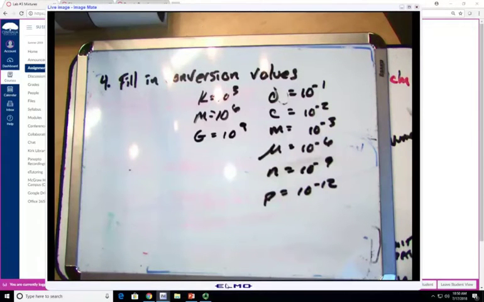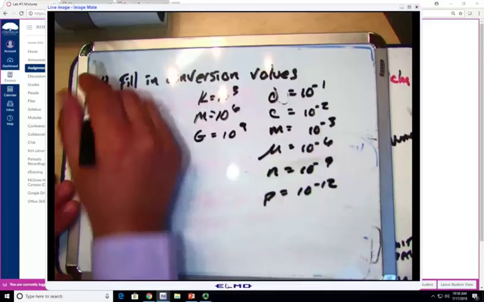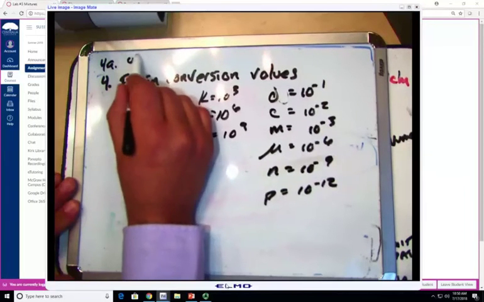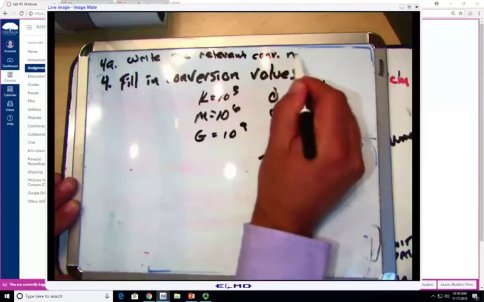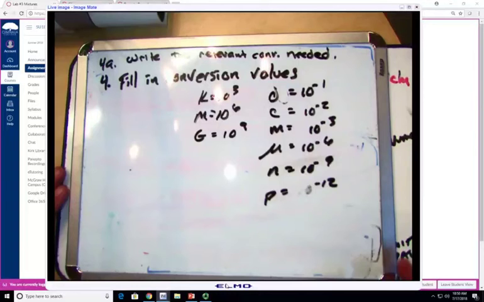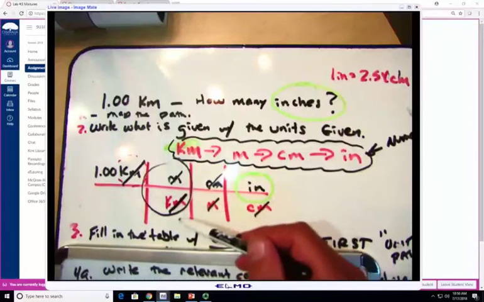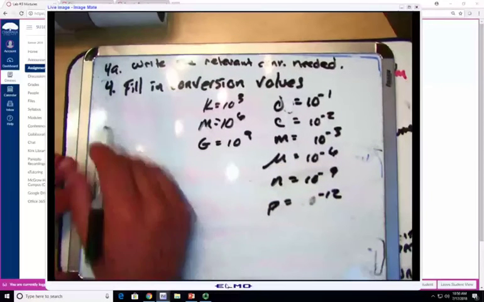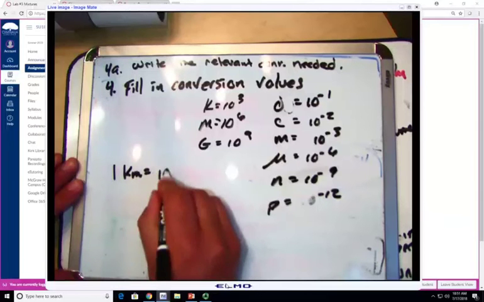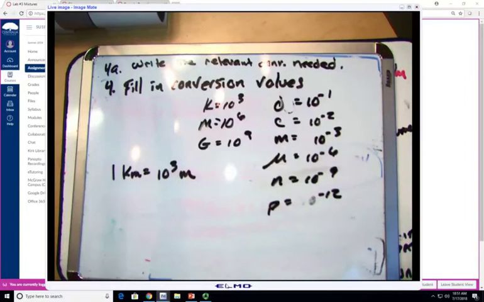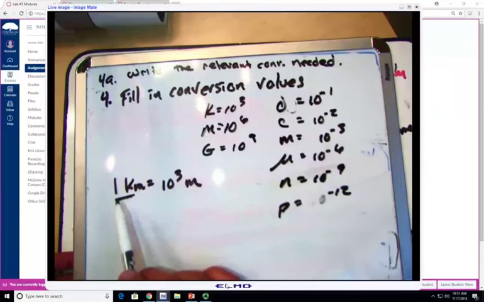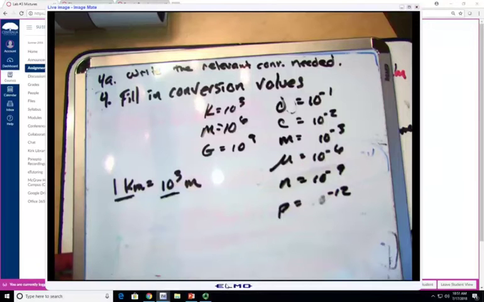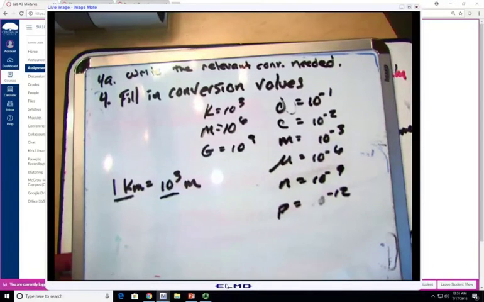Awesome. Now, when I say fill in conversion values, I think I'm going to stick a 4a in here, because I'm going to say write the relevant conversions that are needed. Okay? So we look at the problem, and what I mean is you're going to go, okay, I need a conversion from meter to kilometer, right? So I'm going to just write it on my paper. I'm going to say, okay, 1 kilometer equals 10 to the third meters. Just write it, okay? Because you've studied it, and I'm suggesting you always put a 1 in front of that prefix value, and then put the value of the prefix in front of the base unit, and just write it that way. That way they're in the right place right from the beginning, okay?